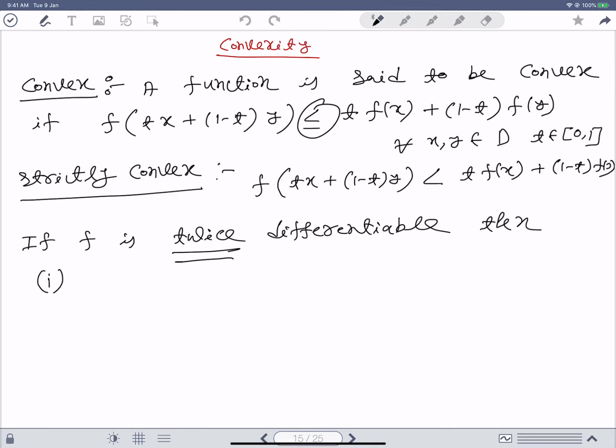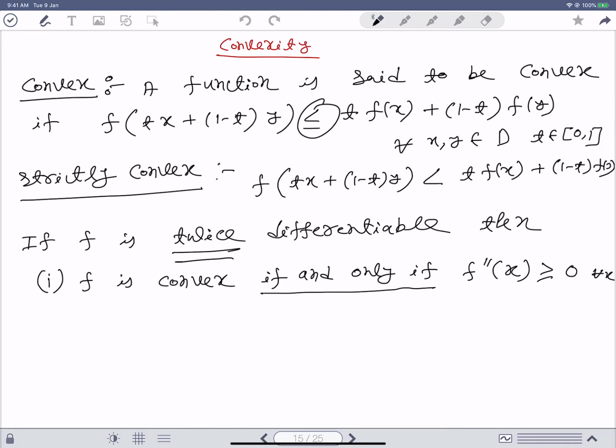Yes, I shall provide this one to the WhatsApp group. So first of all, you have to remember that f is convex if and only if f double dash x is greater than or equal to 0 for all x. Remember that it is an if and only if criterion. So you may face many problems during your exam involving this statement.